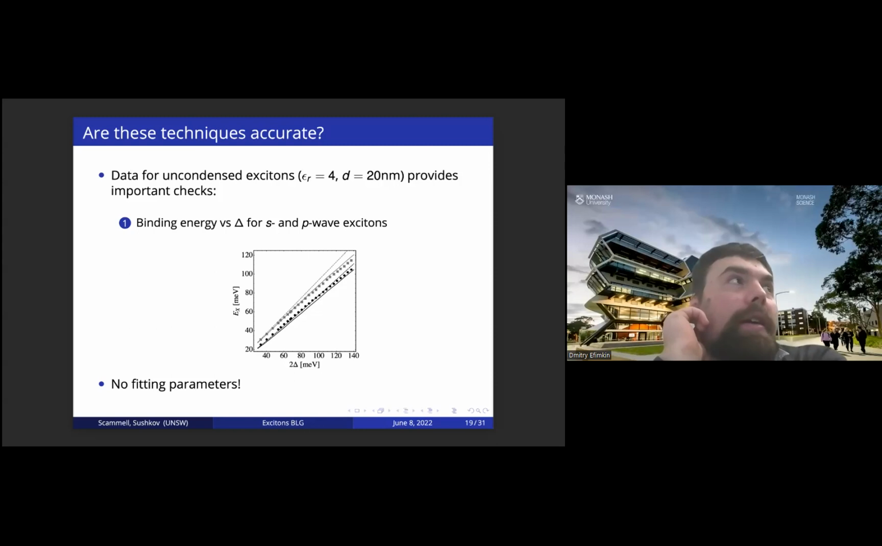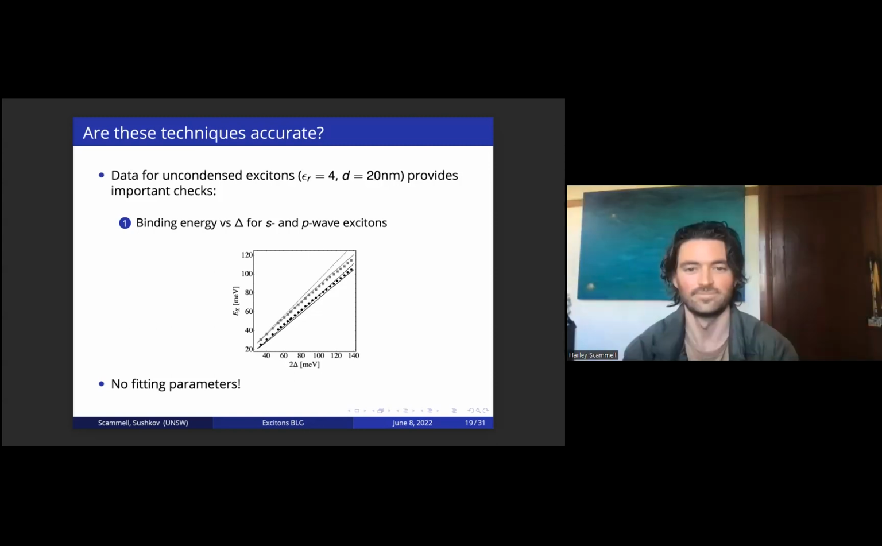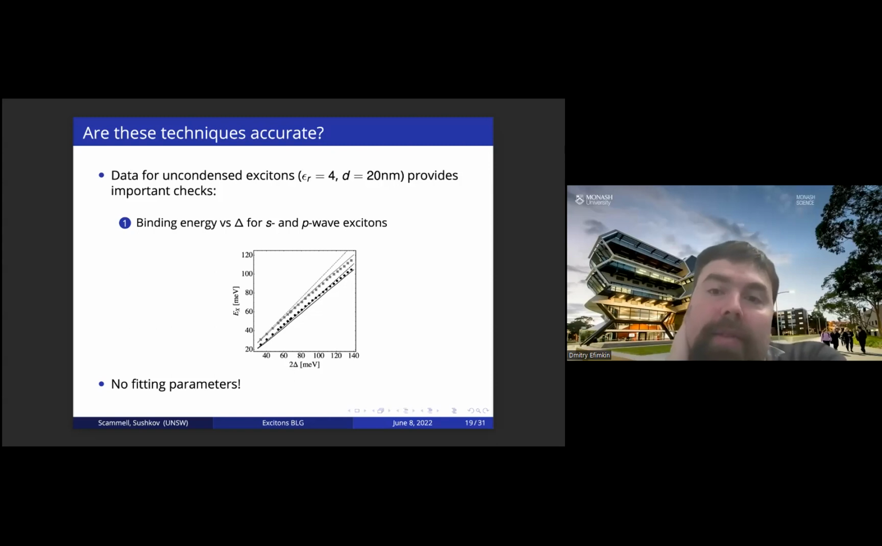Could I ask a question? So the perturbation theory implies the presence of some small parameter. How is its use justified here?